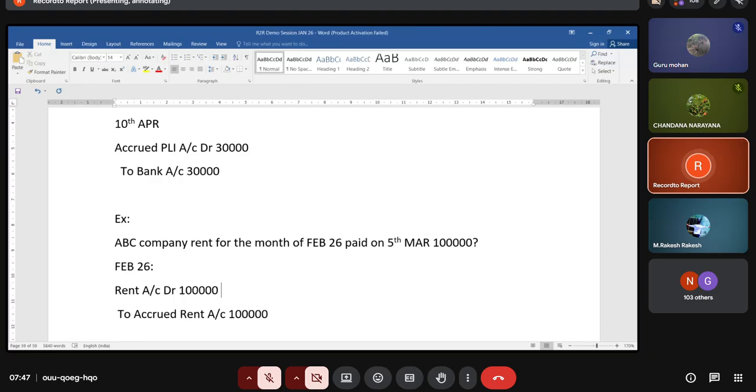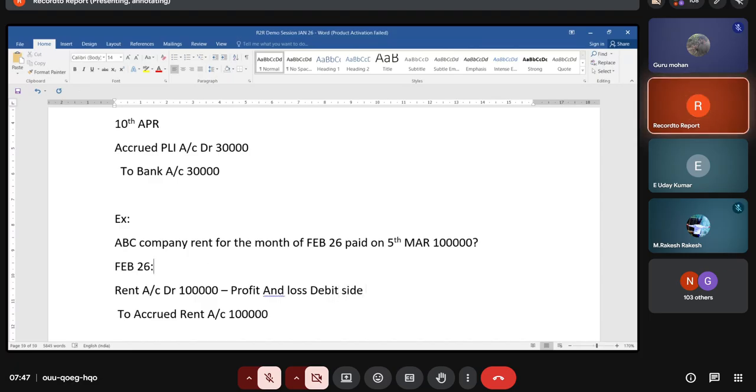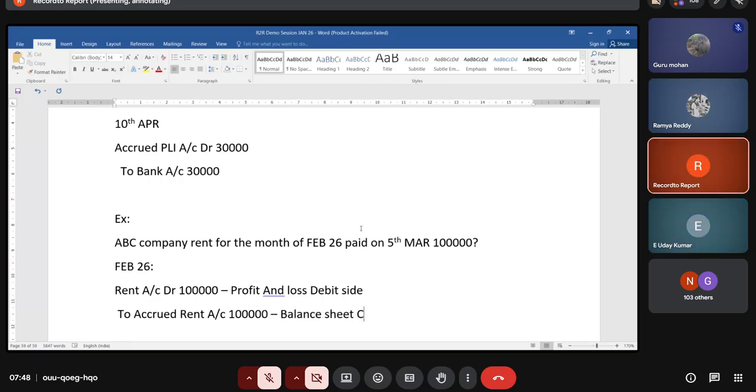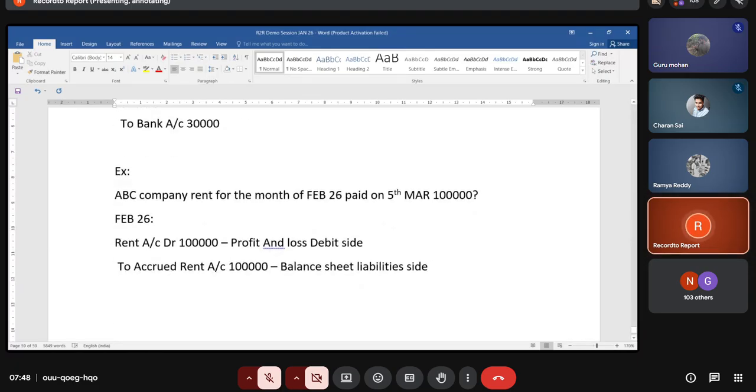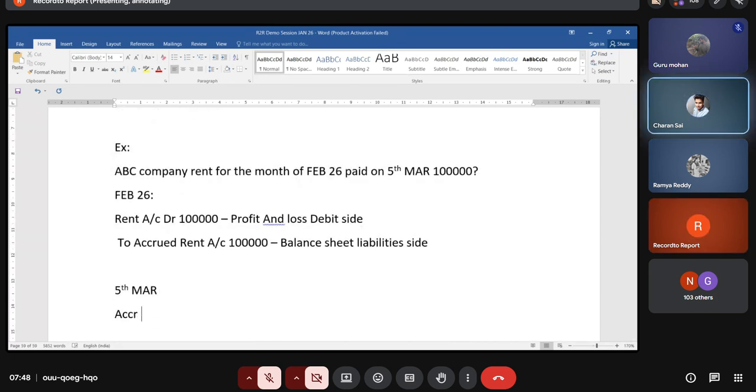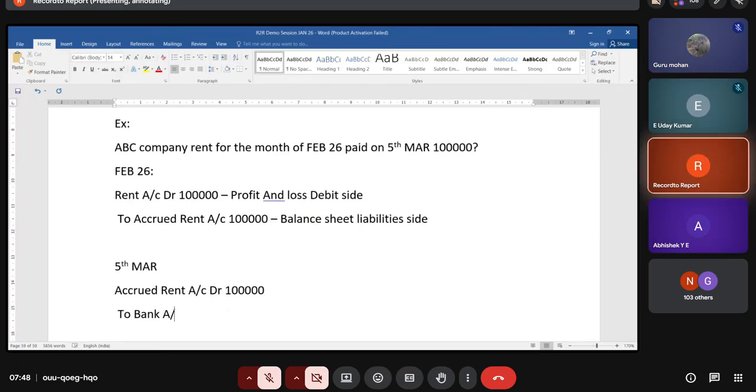This rent amount, which report will it show in? Profit and loss account, debit side, because it is an expense. And this accrued rent, where will it show? Balance sheet, liability side. So while making the payment on 5th March, what is the entry? Accrued rent account debit to bank account.